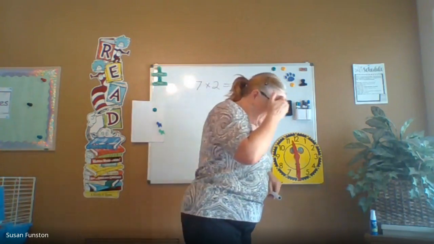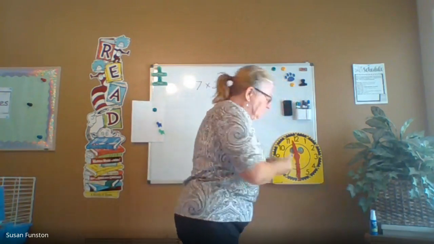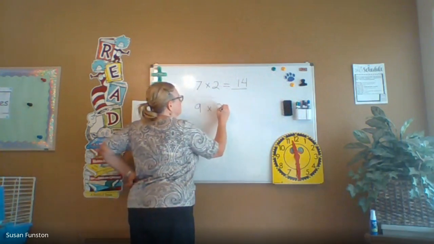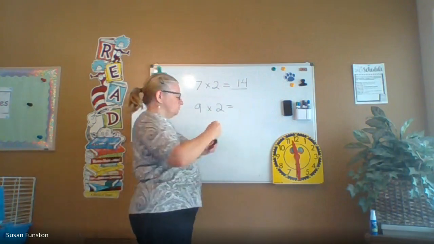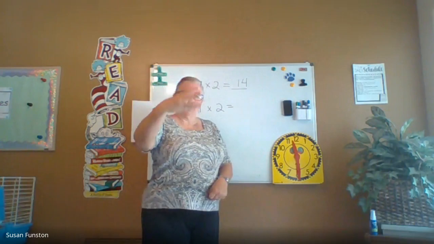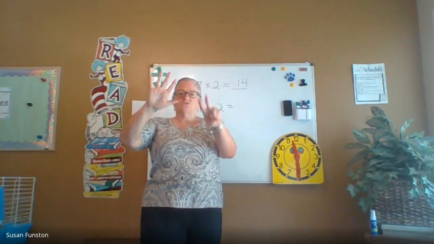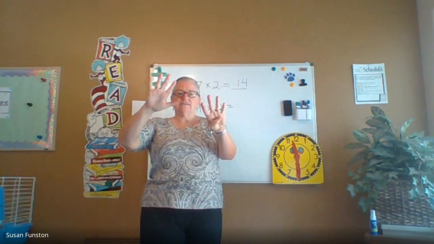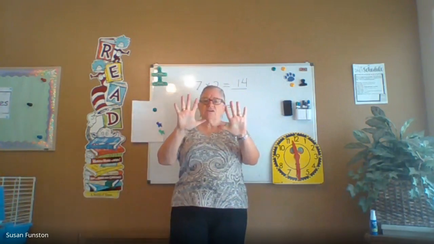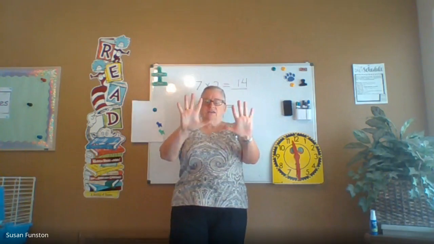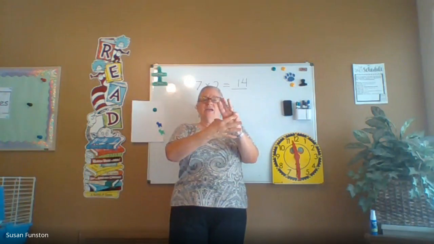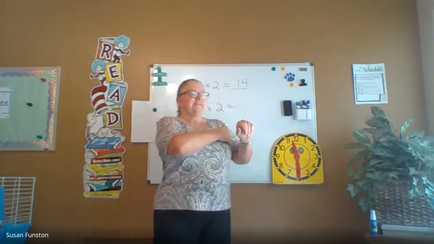Okay, let's try 9 times 2. I can count forward by twos and say 2, 4, 6, 8, 10, 12, 14, 16, 18. But look, I'm almost up to 10 because my answer is 9. So if I started here and I said counting by twos, I would have 20. I would only have to take 1 away, and that would give me my 18.